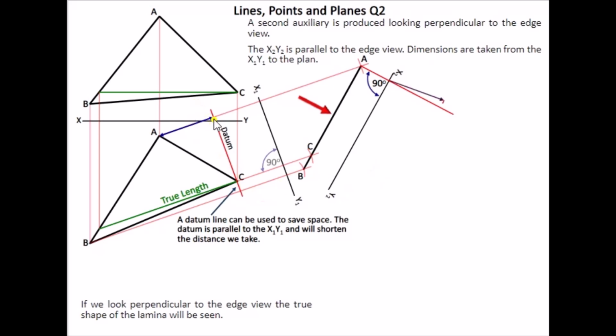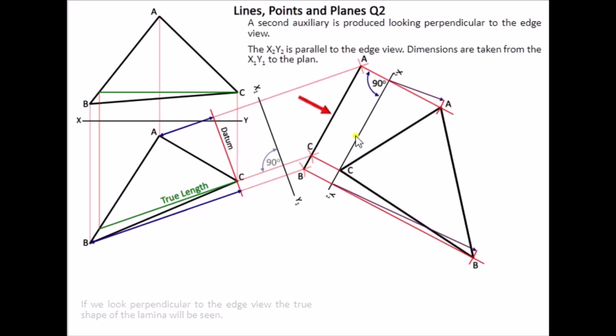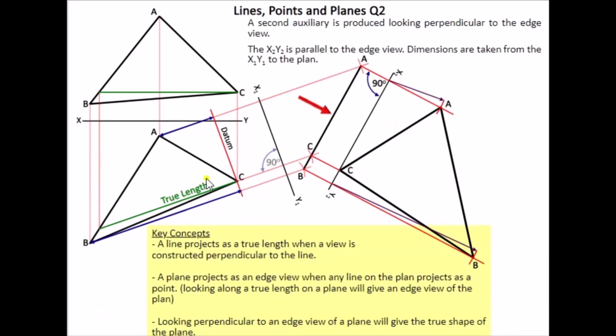So we're taking the measurements from the datum line this time, which is parallel to x1, y1. We mark off the distance for A, distance for C, and then the distance for B. And this is our true shape of our triangle. So this is how we find the true shape of a triangle.